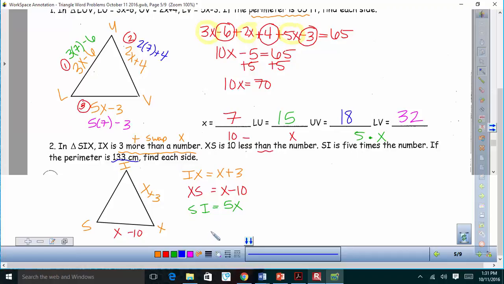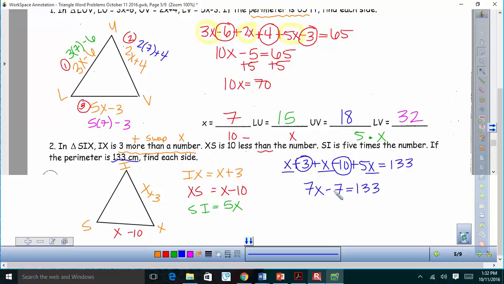So what would I do with each side? I would do what? Add them together. So we would do x plus 3 plus x minus 10 plus 5x, and that should give me the perimeter, which they tell me is 133. So we have x, x, and 5x gives me 7x. Then I have positive 3, negative 10 is a negative 7 equals 133.